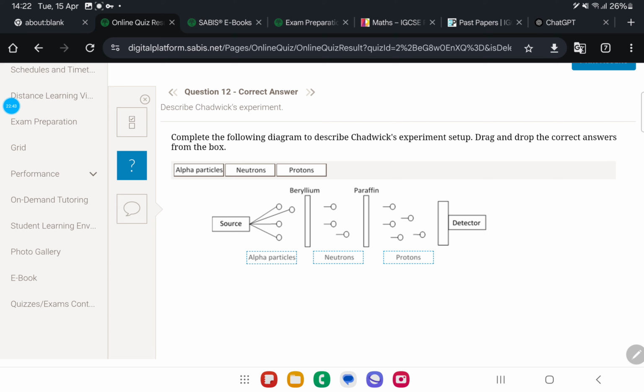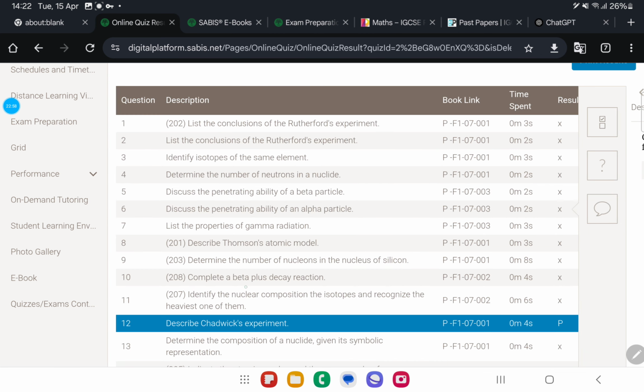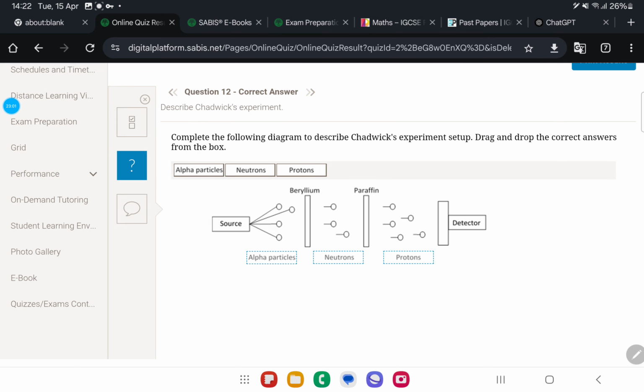Complete the following diagram to describe Chadwick's experiment setup. Drag and drop the correct answers from the box. So this is Chadwick's experiment. This guy proved Thomson's model wrong about the positive medium with electrons. It's all wrong. How did he find out it's wrong?